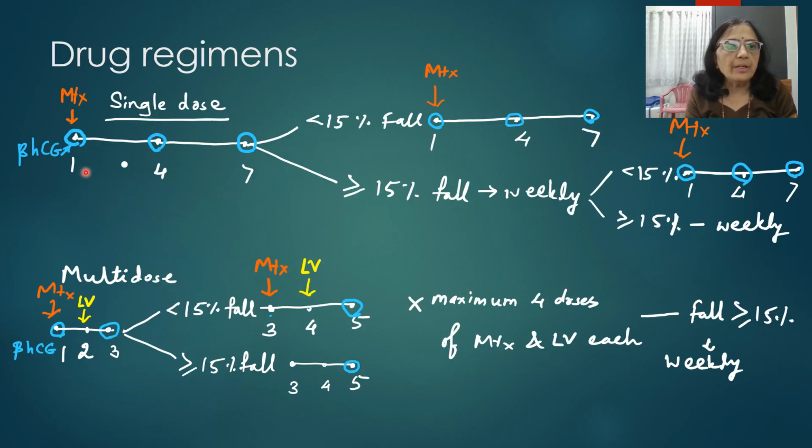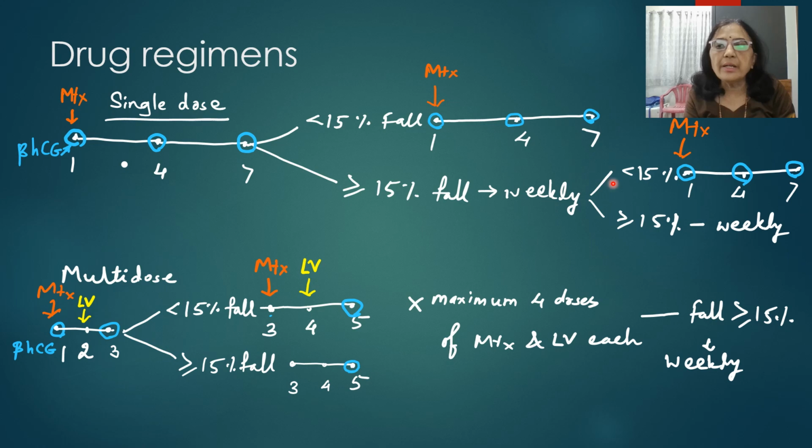So this is diagrammatically again here. For day 1 we are doing beta-HCG and methotrexate single dose. Day 4 only beta-HCG testing. Day 7 beta-HCG testing. Compare the values of day 4 and day 7 with each other. If the fall is less than 15%, we need to repeat the methotrexate. Consider that this is day 1 and restart the whole regimen. Whereas if the fall is greater than or equal to 15%, then we shift to weekly testing.